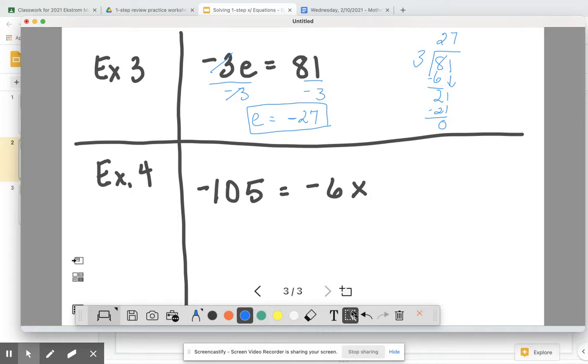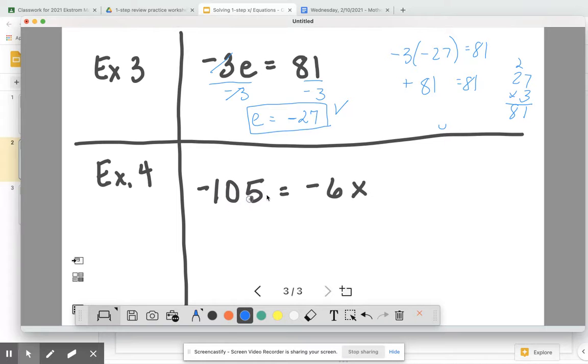We can check by doing this problem out. Negative 3 times negative 27 does in fact give us 81. Let's see. A negative times a negative is a positive, so I know it's going to be a positive. We want it to equal 81. 27 times 3, that's 21. This gives me 6 plus 2 is 8 more. Yes, in fact, it does work. So this is our solution.